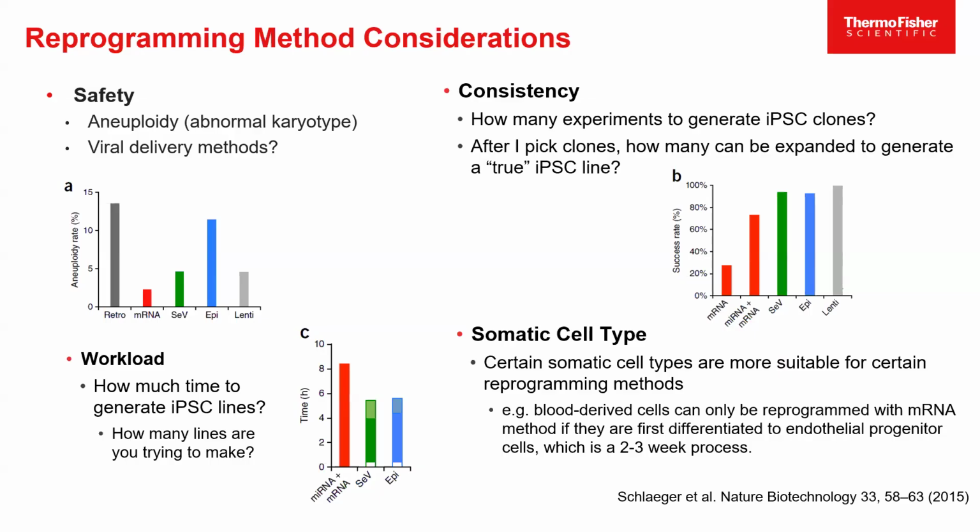Right? And as an example here, I just wrote it out at the bottom. You see that blood-derived cells with mRNA reprogramming, at least the first several iterations of those mRNA reprogramming kits, could only be differentiated after you've established an endothelial progenitor cell line, which takes around 2 to 3 weeks, which could increase your workload, potentially also shift the cells as they become more clonal during your selection. So these are just a bunch of things to consider, right?